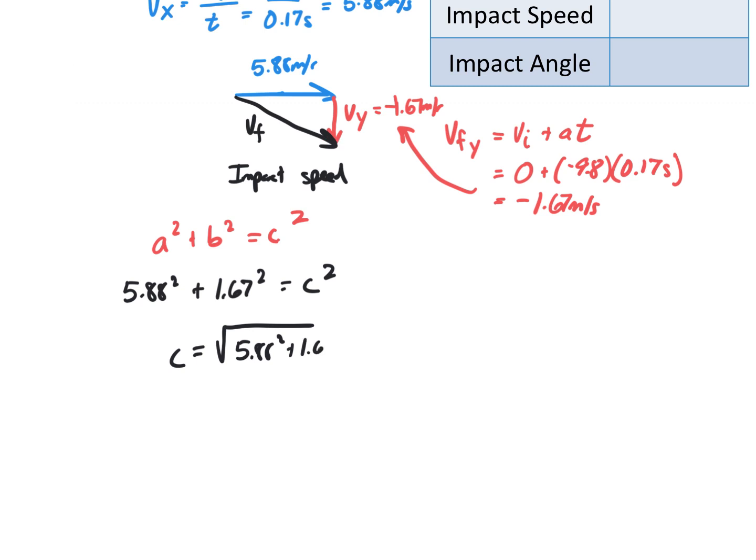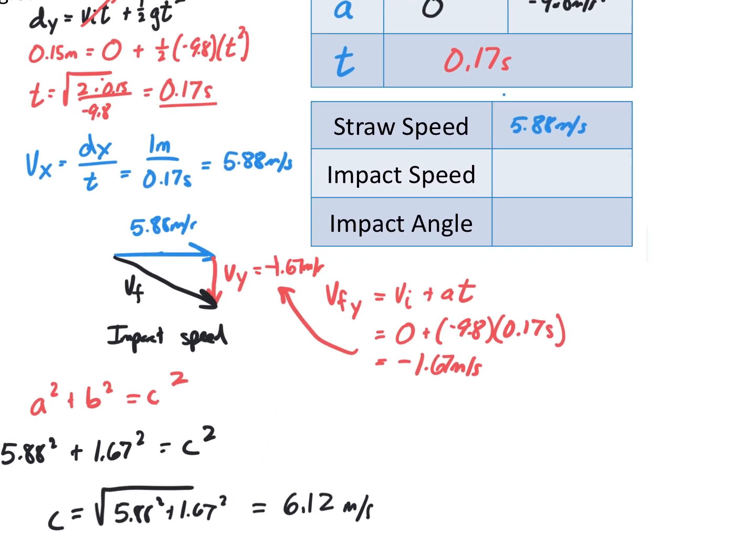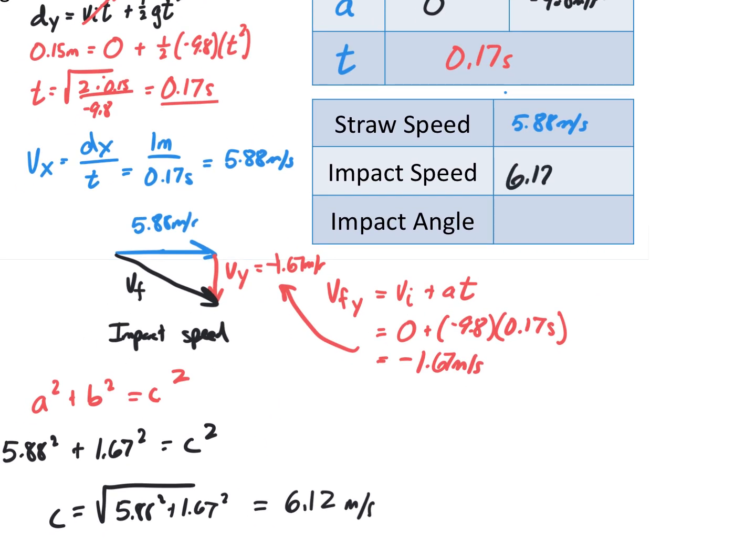All right, so the terminology is really key. Make sure you're looking at what velocity the problem is asking you to solve for, and then going from there. All right, so that becomes 6.12 meters per second.